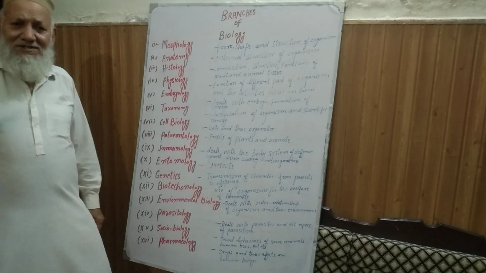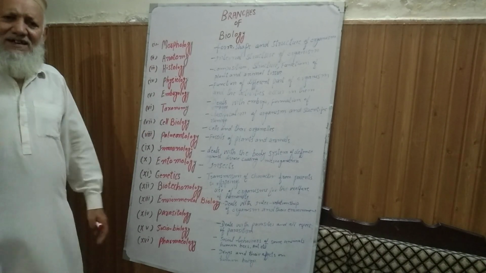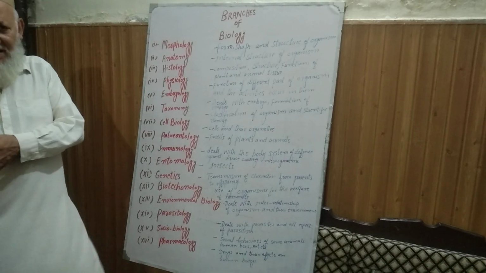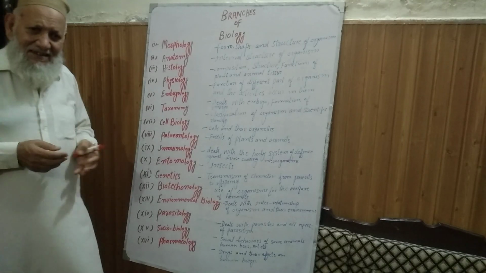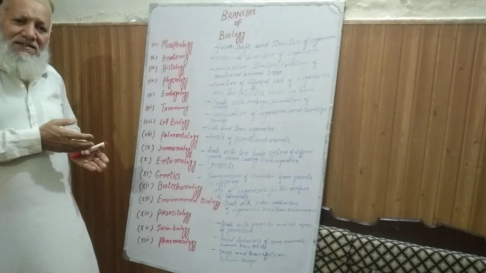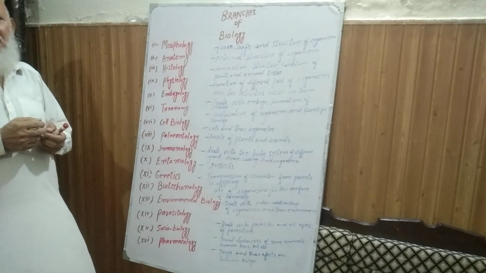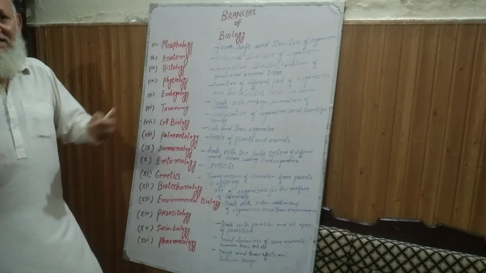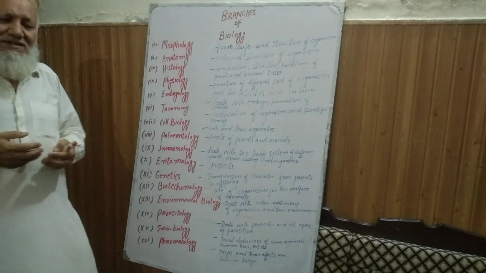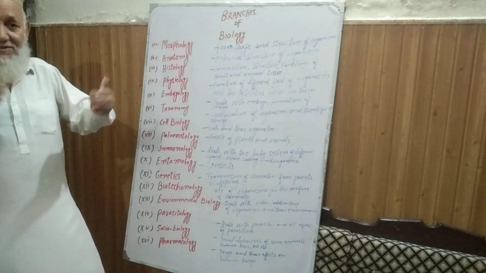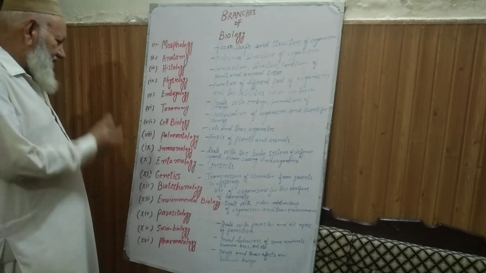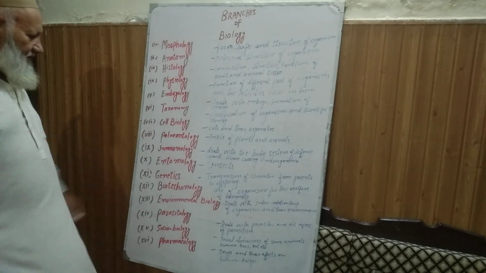Paleontology. In paleontology, we study the first organisms, which are called fossils. When we study plants, this is called paleobotany. And when we study animals, it is called paleozoology. So now you are clear what paleontology is. Paleontology studies the fossils of plants and animals, and this study is called paleontology.